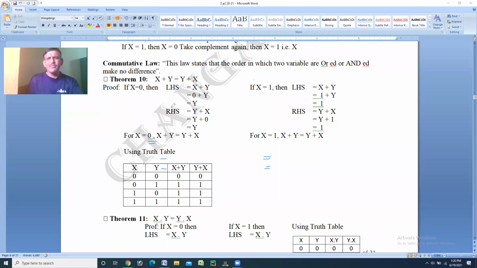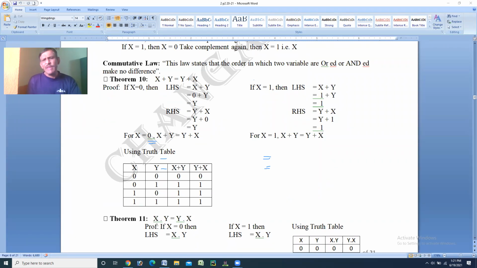Take the RHS and check it. So RHS is equal to y plus x. Again, substitute x as 0 for this also. Keep y as it is, plus x value is 0. So y plus 0 is equal to y by the theorem that we have learned already, that is, 1 plus 0 is equal to 1. Based on that, you can write y plus 0 equal to y. For x equal to 0, LHS equal to y we got, then RHS we took, for that also y we got. It means LHS equal to RHS. So this is case 1.